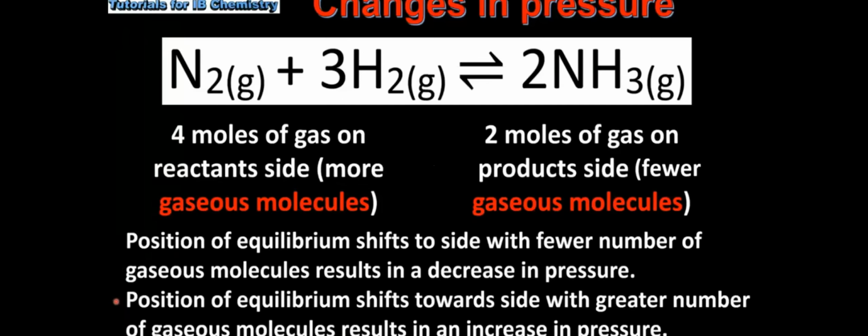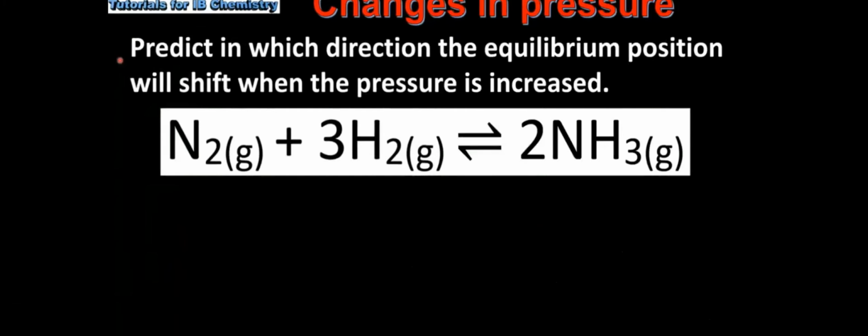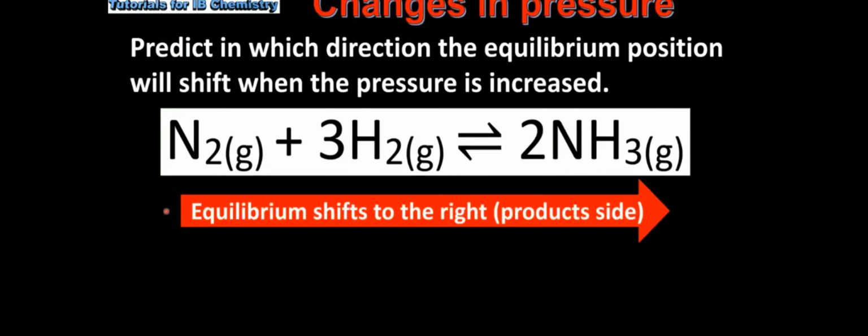And when the position of equilibrium shifts towards the side with a greater number of gaseous molecules, this results in an increase in pressure. So when we make predictions about in which direction the position of equilibrium will shift on changes in pressure, we need to consider the number of gaseous molecules in the reactants and products. So in the next example, we'll predict in which direction the equilibrium position will shift when the pressure is increased. An increase in pressure shifts the equilibrium position to the right, which is the product side.